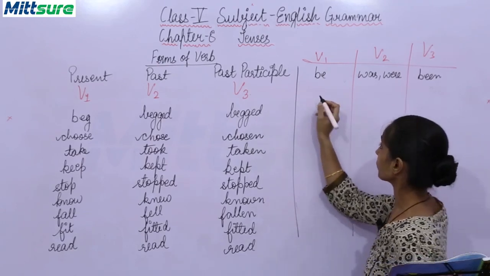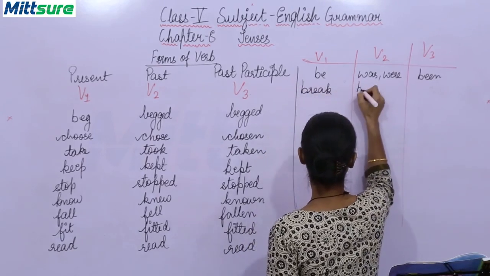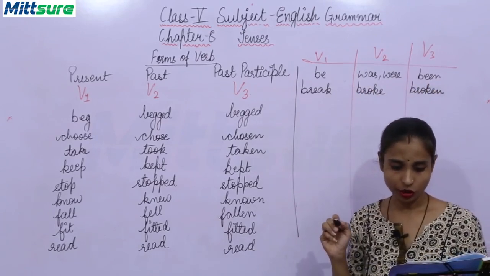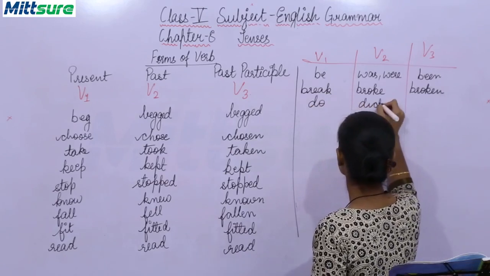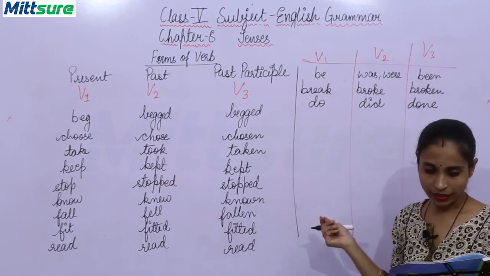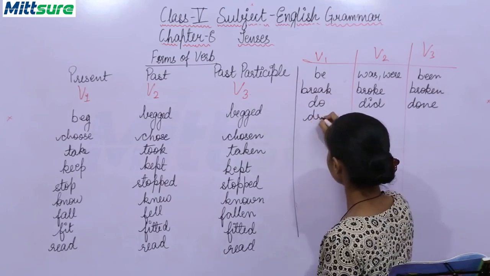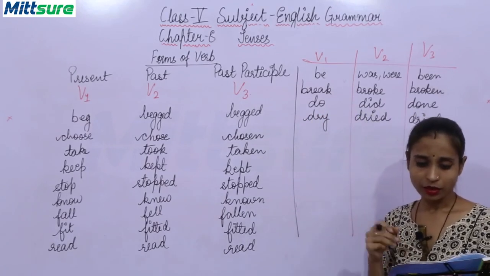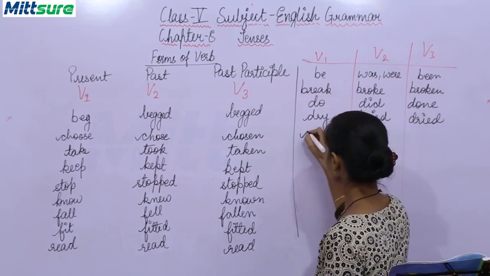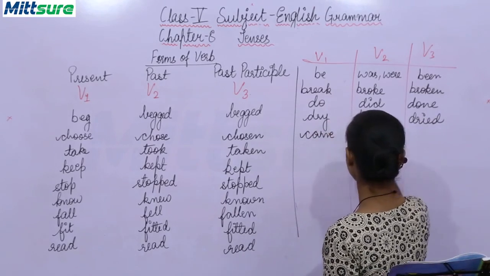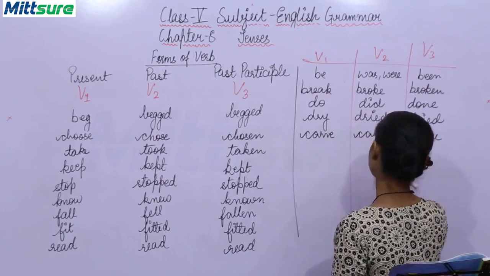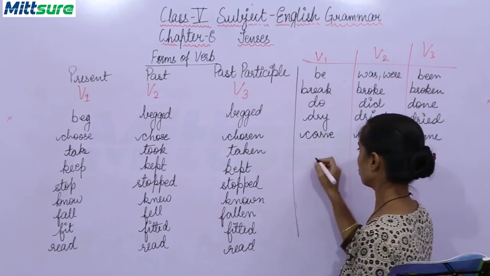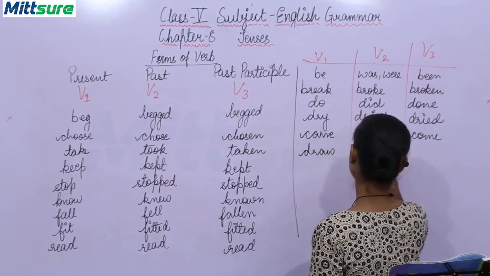Then let us do a few more words. Break, broke, broken. Then you can say do, did, done. Then dry, dried, dried. Then come, came, come. Then you can say draw, drew, drawn.